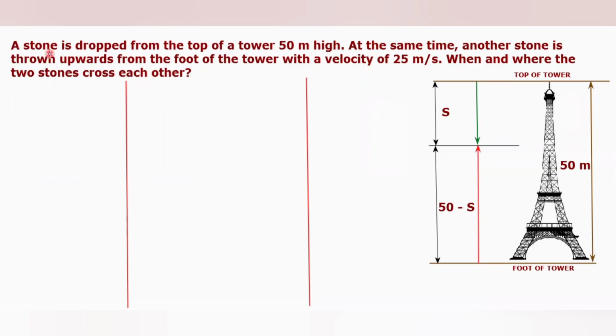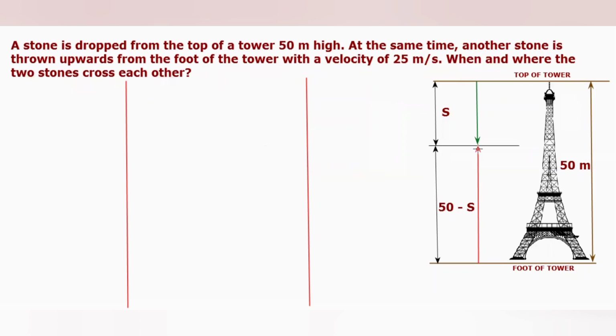A stone is dropped from the top of a tower which is 50 meters high. At the same instant, another stone is thrown upwards from the foot of the tower with a velocity of 25 meters per second. When and where do the two stones cross each other?